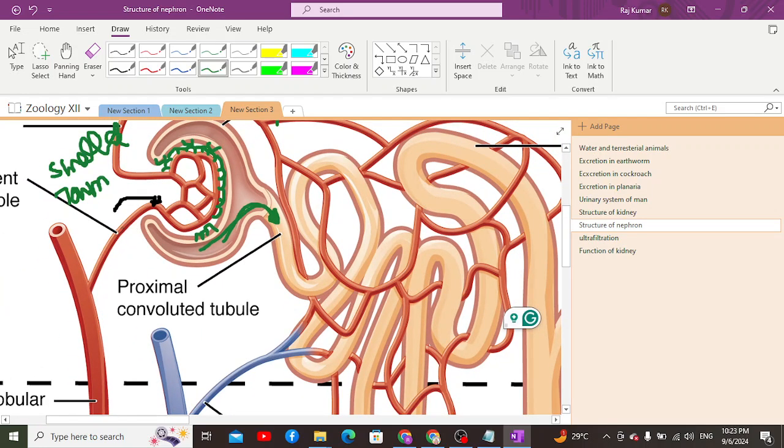What actually drives the material to be ultrafiltrated out of the capillaries is the hydrostatic pressure which is created in the glomerulus. This hydrostatic pressure drives the process of ultrafiltration, or glomerular filtration. What happens is that, due to the difference in the diameter of the afferent and efferent arterioles, the afferent arterioles have a larger diameter and the efferent arterioles have a smaller diameter.